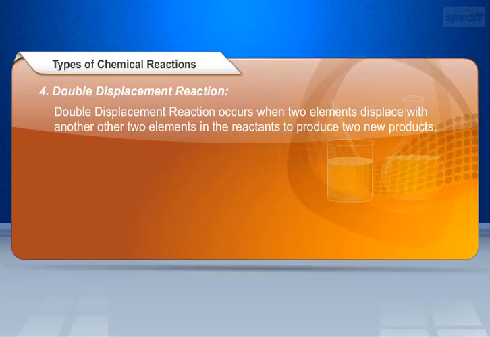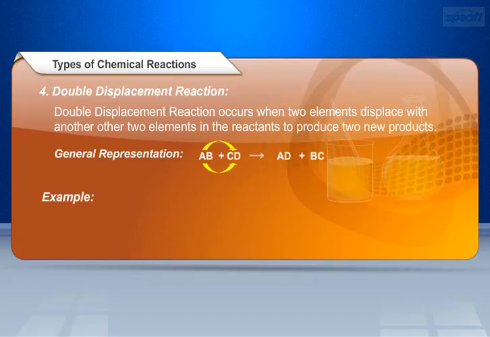Before learning about the last important reaction, we need to know what is oxidation reaction. Any substance which gains oxygen or loses hydrogen during a reaction is called oxidation reaction. What is reduction reaction? Any substance that loses oxygen or gains hydrogen during a reaction is called reduction reaction.